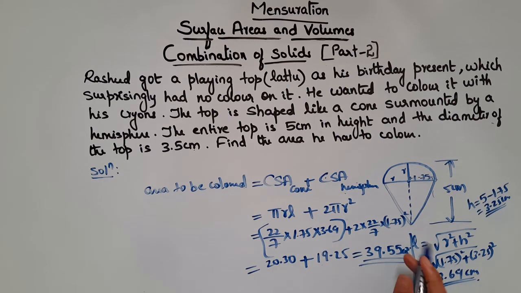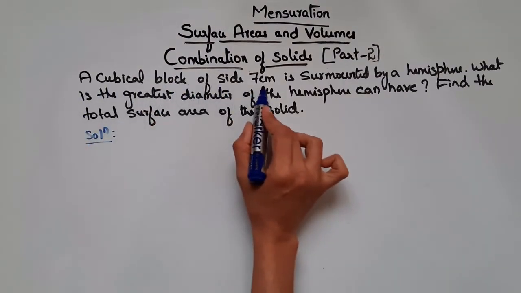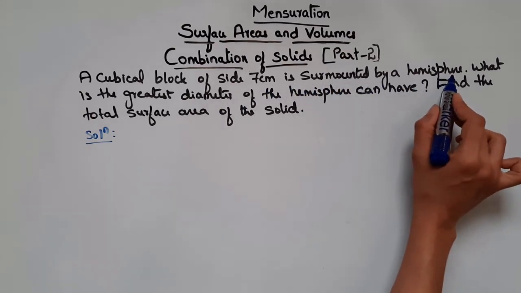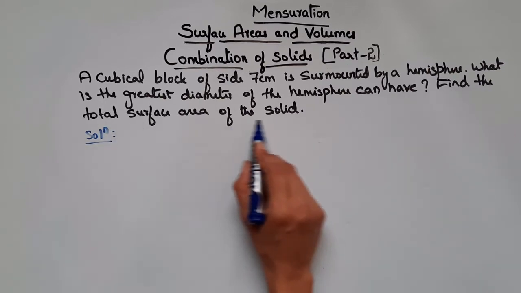So the area to be colored is 39.55 square centimeter. So now let's move on to the next problem. So now let's see this problem. Here it says a cubical block of side 7 centimeter is surmounted by a hemisphere. What is the greatest diameter the hemisphere can have? Find the total surface area of the solid.